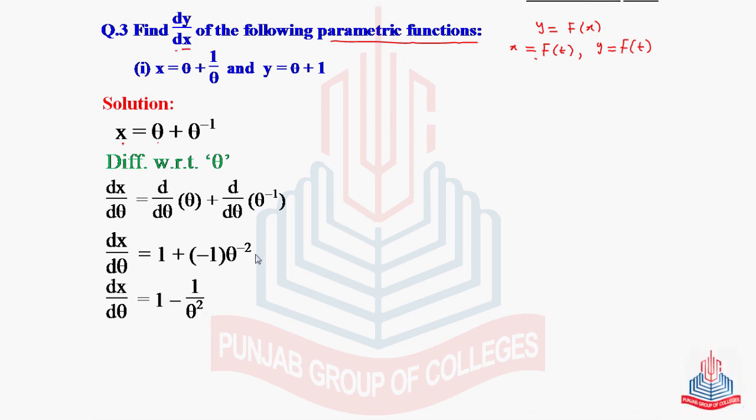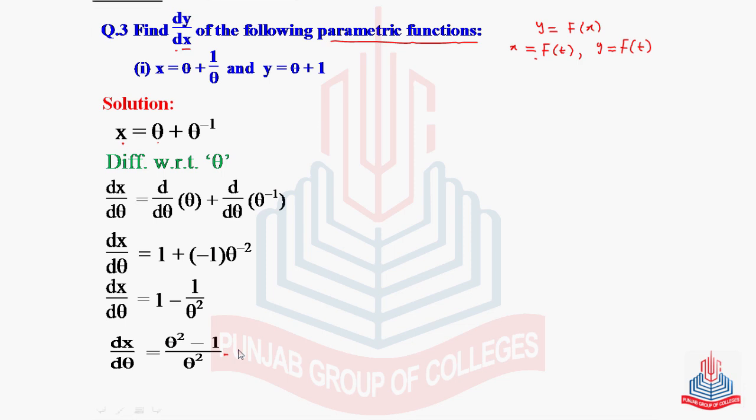So that can be written as 1 minus 1 over theta square. By shifting it into the denominator, that will become a positive power. So now by taking LCM, that will become theta square minus 1 over theta square. So this is actually our dx by d theta.